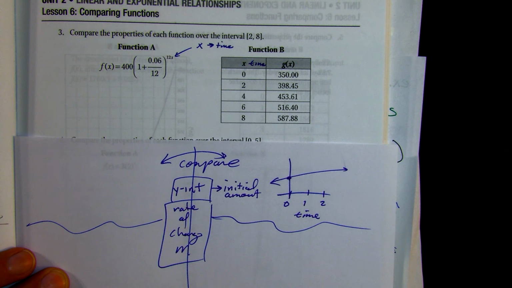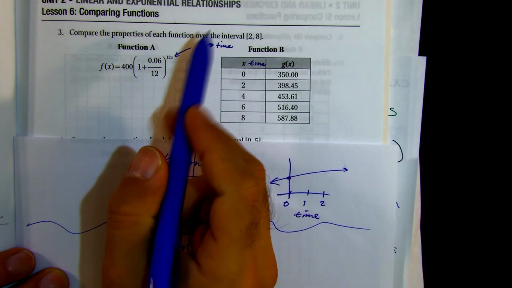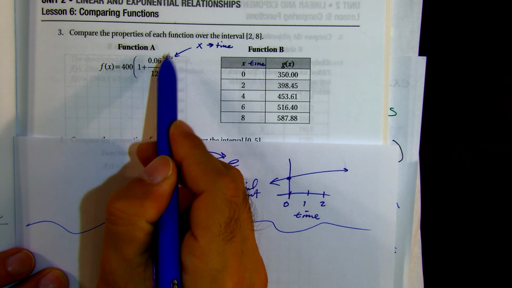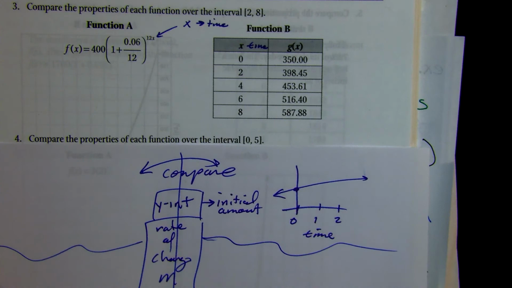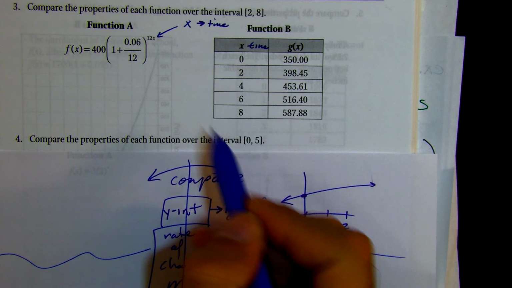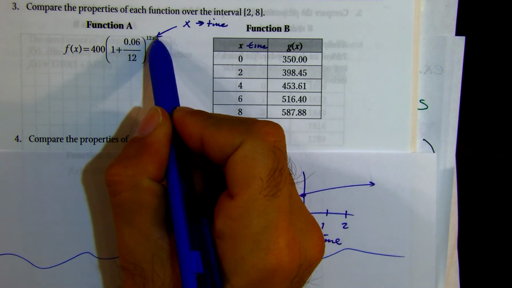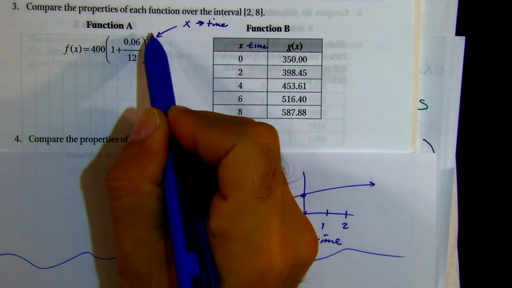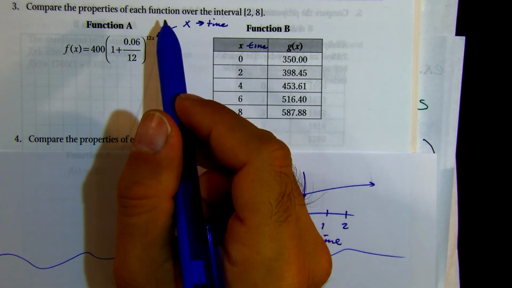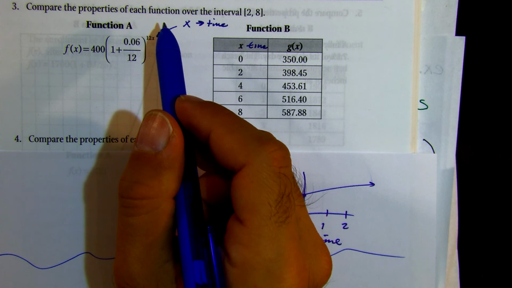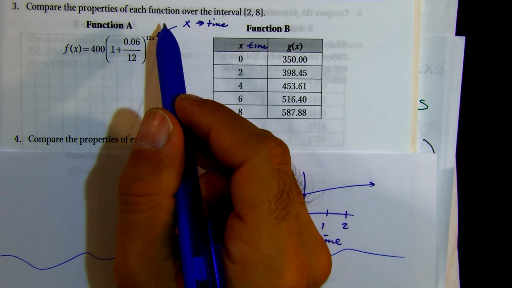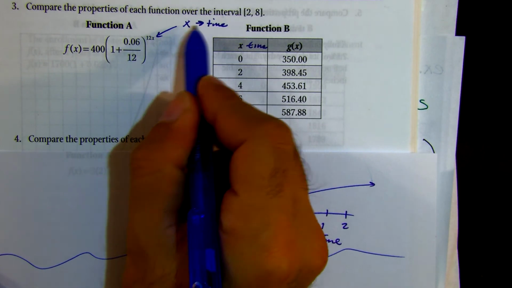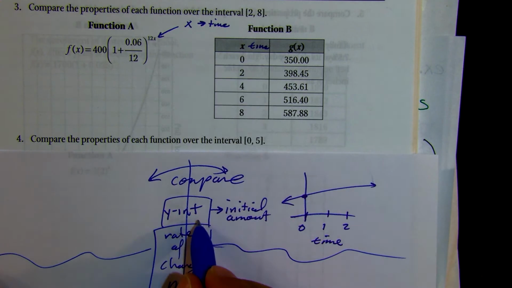Because if I'm looking at function A here, what happens if I plug in 0 for x? If I plug in 0 right here, the exponent becomes 0. Anything raised to the 0 power is equal to what? Anything raised to the 0 power is 1.